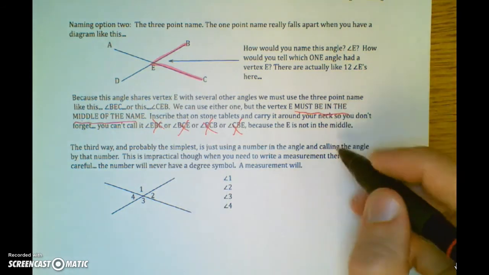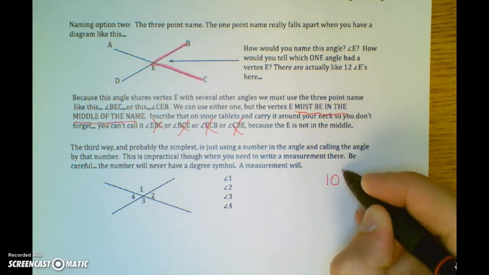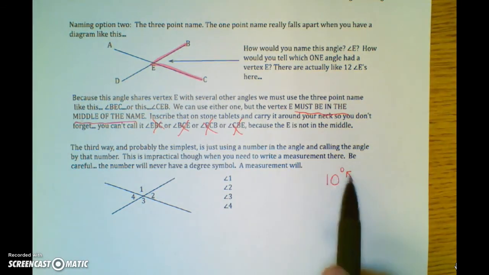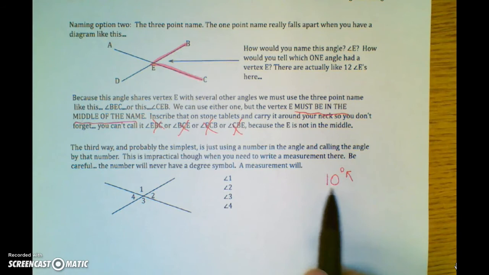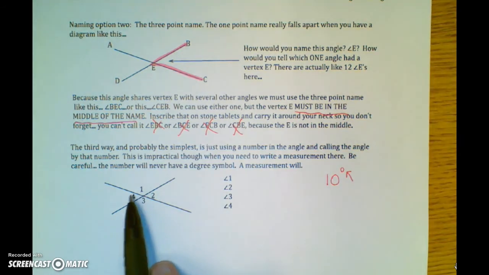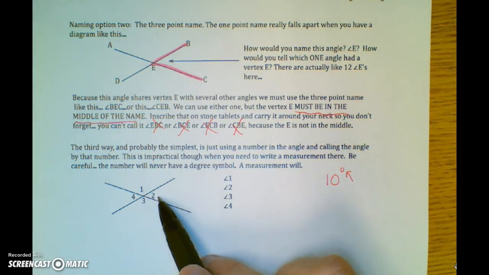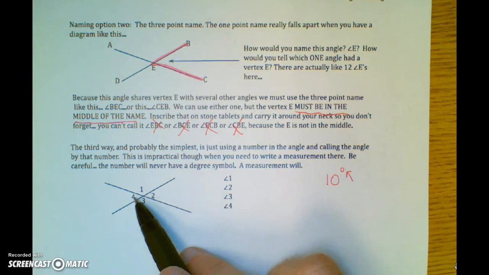A degree symbol, remember, like if I said 10 degrees, that's the degree symbol. That tells you how wide an angle is. It doesn't name the angle, it tells you its measurement. These numbers, since they don't have degrees on them, we can use to name it. So the examples here are we have angle 1, angle 2, angle 3, and angle 4.